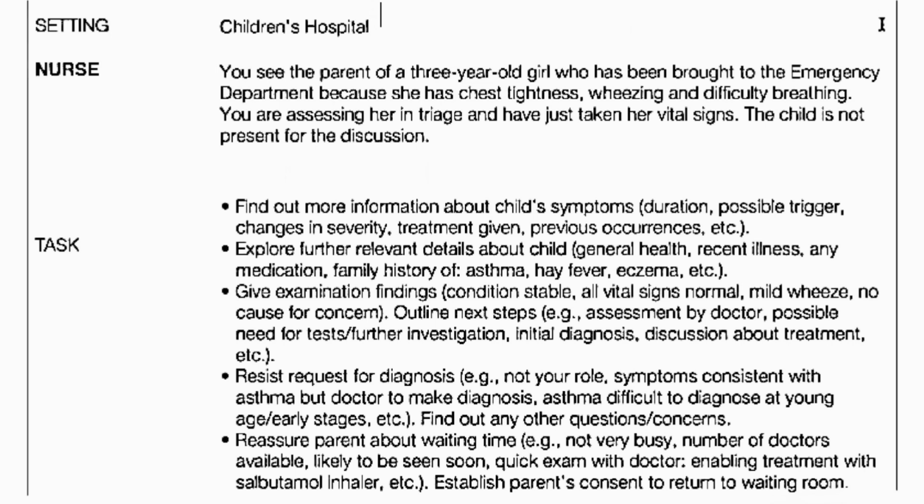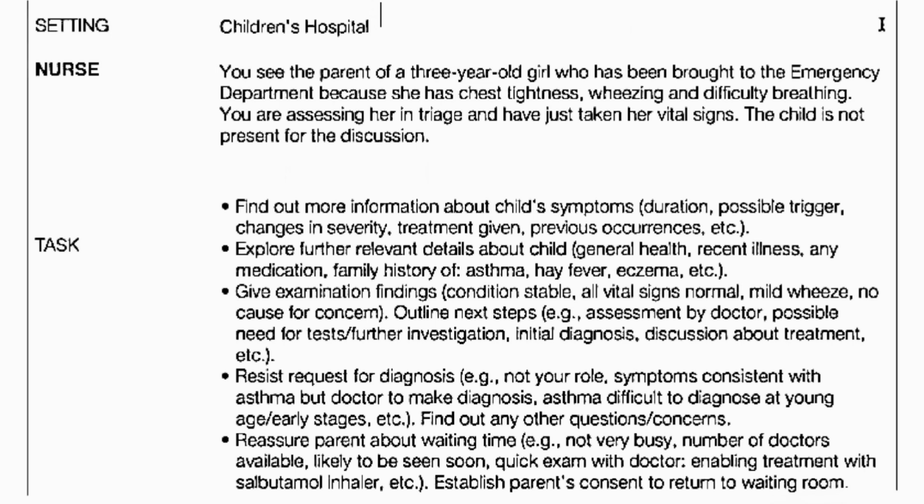The second task is to explore further relevant details about the child, like general health, recent illness, any medications, and family history of asthma, hay fever, and eczema. So you can ask, okay, Rose, I would like to ask you some more questions about her general health, whether she has any conditions or is on any long-term medications. Then the answer will be no, really not, she doesn't have any other conditions. Then you can ask, do you have any family history of asthma, hay fever, eczema? So the answer may be no, we don't have any family history of such conditions.